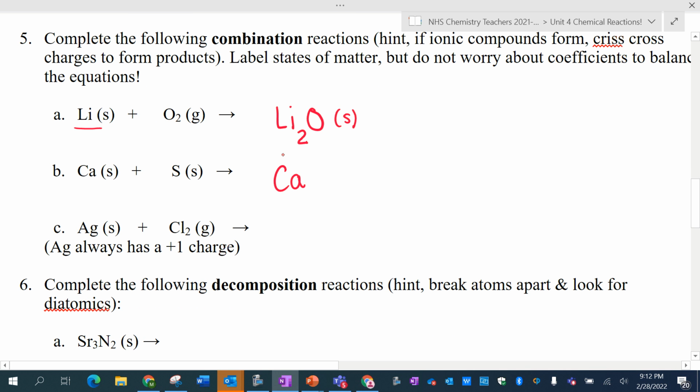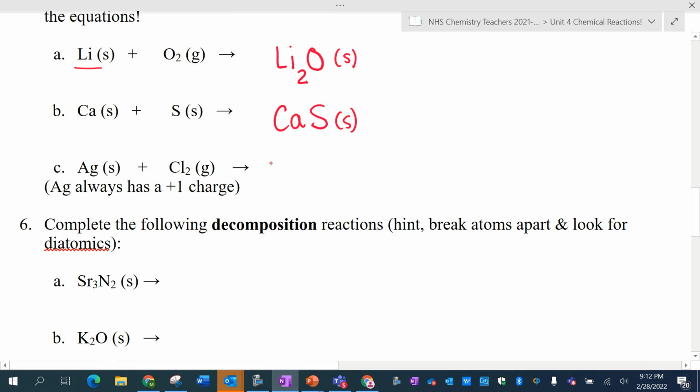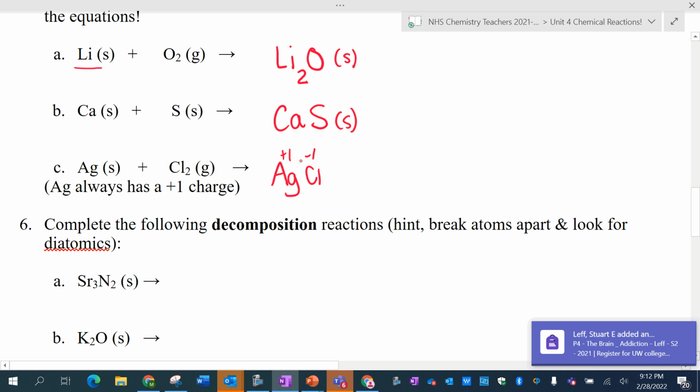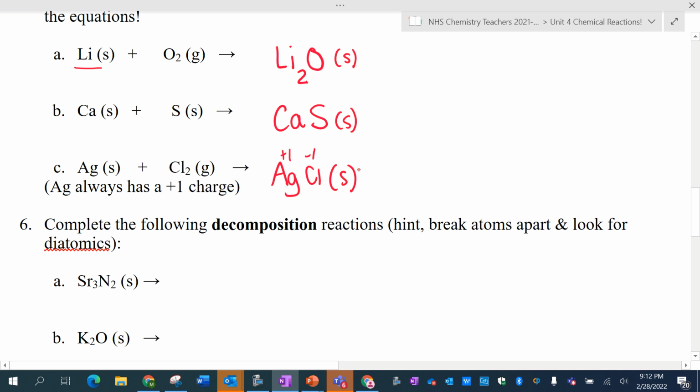Next, calcium's got a +2 charge, and it's in a new relationship with sulfur, which is a -2 charge. So those cancel out, no crisscrossing necessary, and this is another ionic compound. Ag always has a +1 charge, and Cl here would have a -1, and so this would just be AgCl. S for solid.